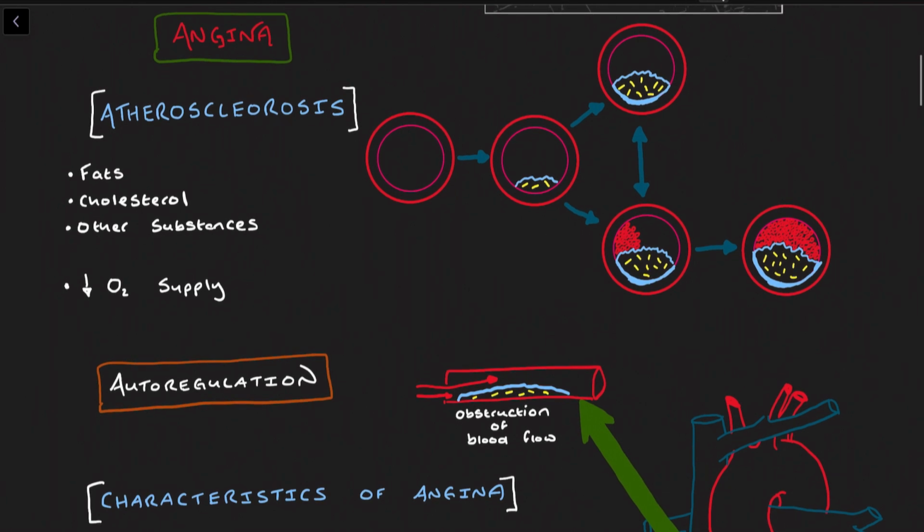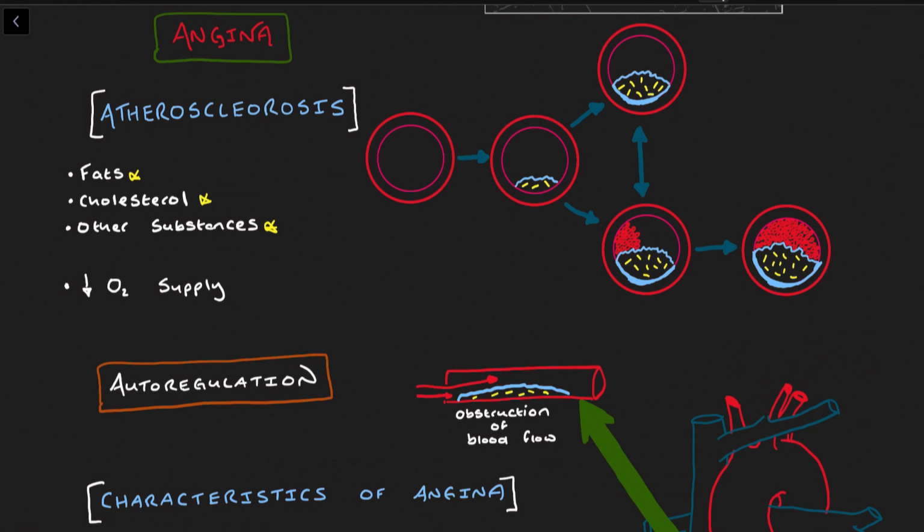This is the buildup of fats, cholesterol and other substances in and on the arterial walls, which is the leading cause of angina. This itself can restrict the blood flow to the heart. The main point of concern are the arteries on the heart, which are also known as the coronary arteries.